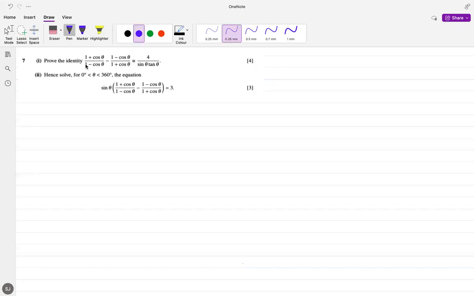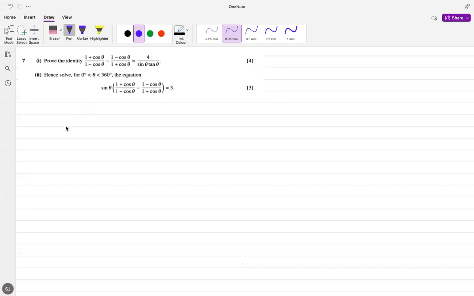In question 7, part 1, we have to prove the identity (1 plus cos)/(1 minus cos) minus (1 minus cos)/(1 plus cos) is equal to 4 upon sin tan. Now, to prove any identity, it is easy if we start applying basic algebraic operations, and instead of writing cos theta, I'll just be using the letter C.